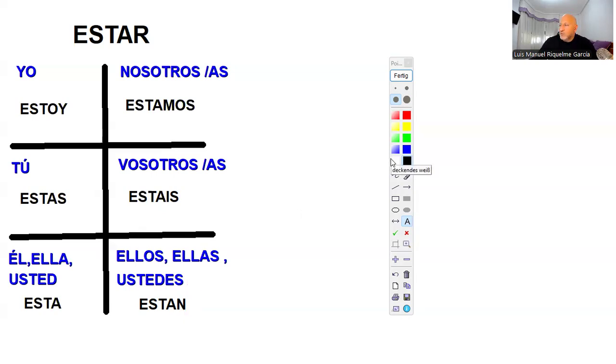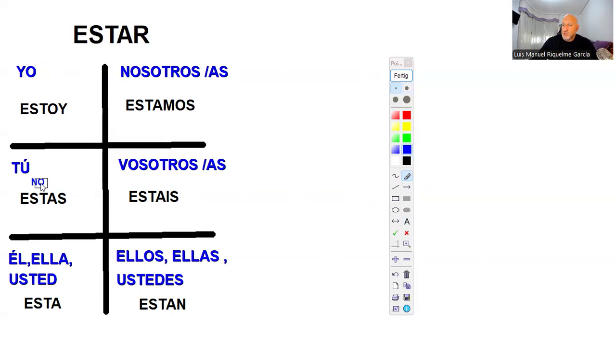Now, how do we do the negative? Like for any other verb in Spanish, the negative will always be done the same way. You just place no before the verb. So I am not, you would say yo no estoy. You are not, tú no estás. And so on and so forth. The same for the rest of the forms.